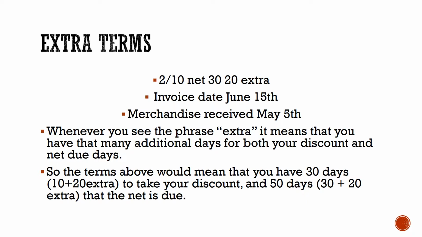Extra terms. 2/10 net 30, 20 extra. Invoice date June 15th. Merchandise received May 5th. Whenever you see the phrase extra, it means that you have that many additional days for both your discount and net days. So the terms above will mean that you have 30 days, 10 plus 20 extra, to take your discount, and 50 days, 30 plus 20 extra, that the net is due.